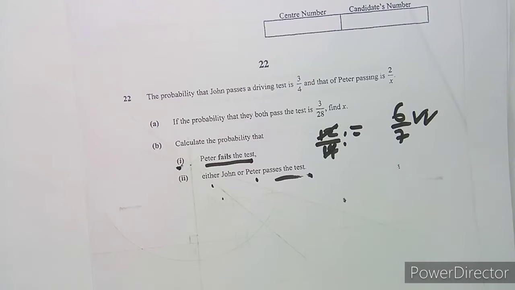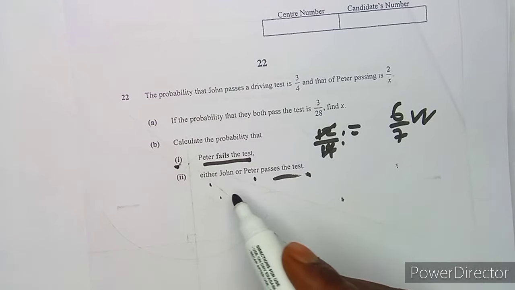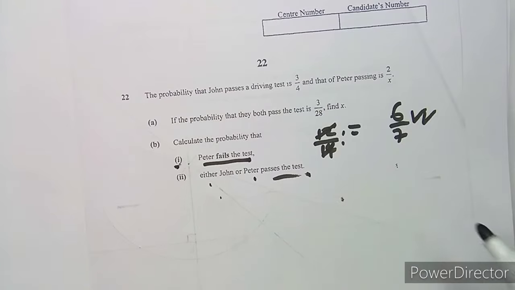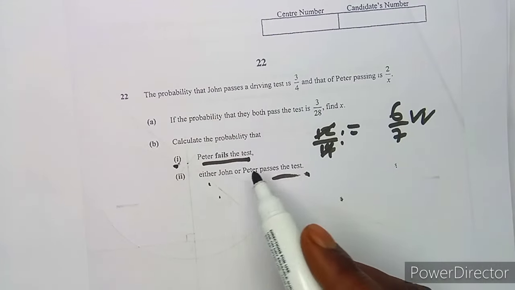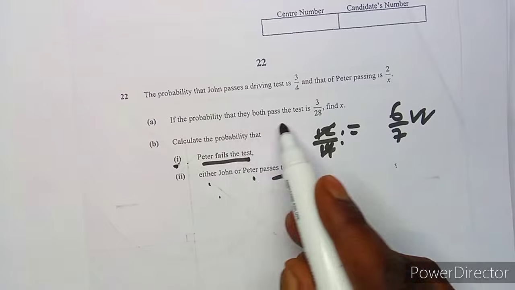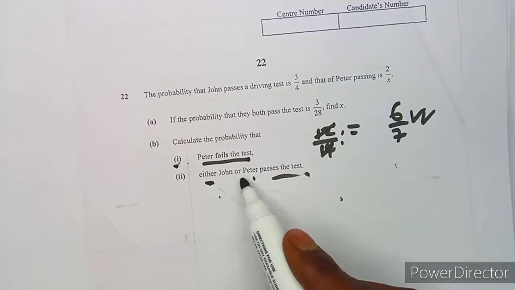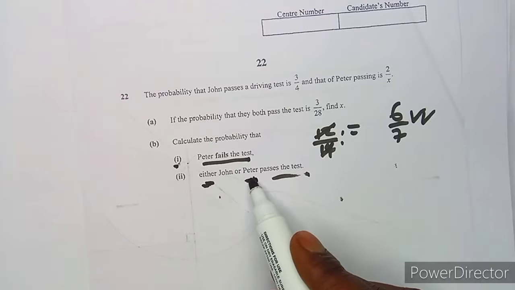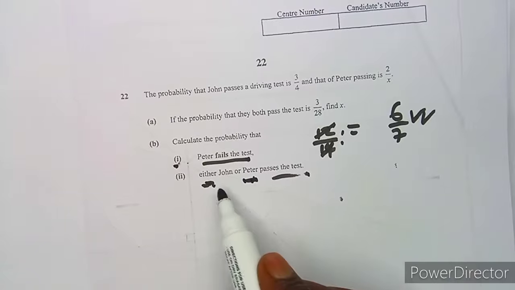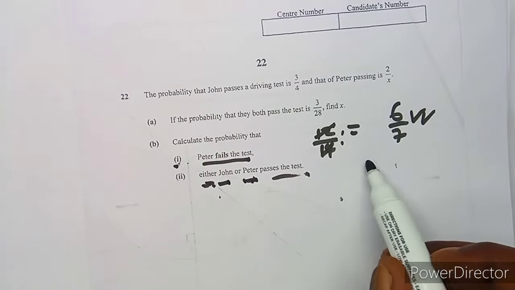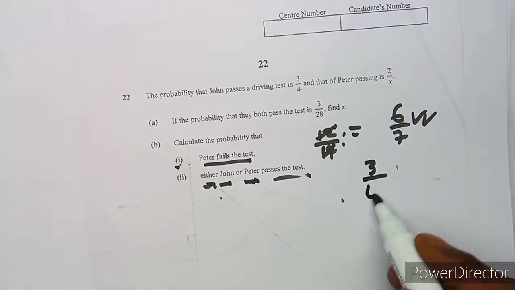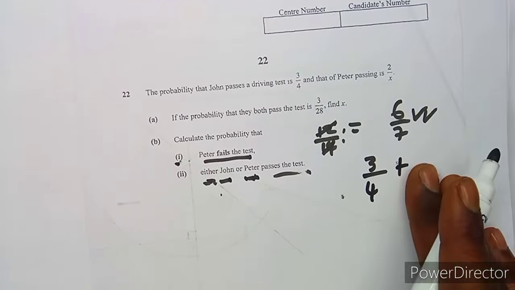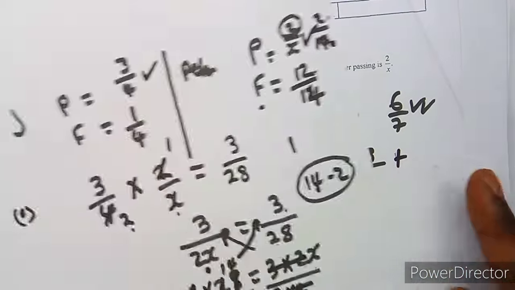So it's a conditional "or" that we have in this case, either John or Peter. It's different from when they say they both. Whenever you're given either-or, you have to add. Either-or, you add. So the probability for John to pass is 3 over 4, or for Peter to pass the test.